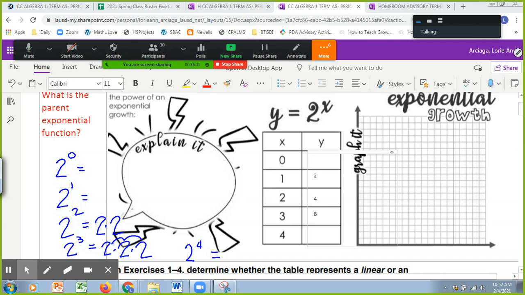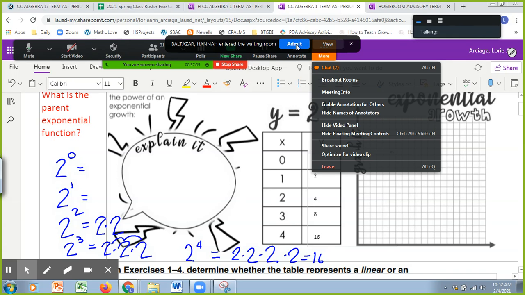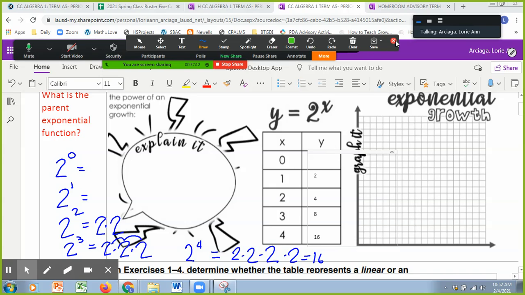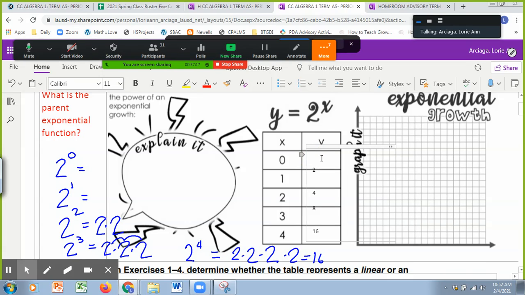16. So now which is which? Well, let's try. 2 times 2 is 4, but we have to do it 4 times total, right? Times 2 again was 8. We got that previously. So 8 times 2 is 16. So the answer here is 16. But we missed something over here. We skipped the first one, remember? So let's go back to that and figure out the answer.